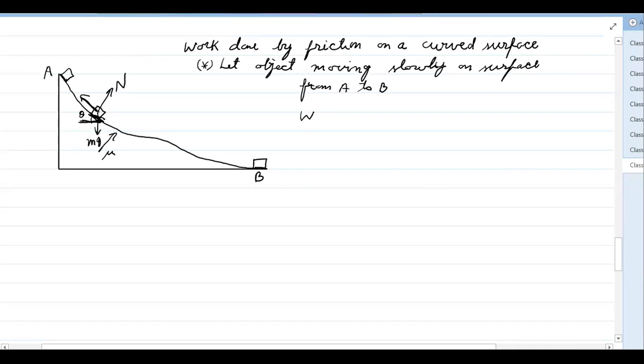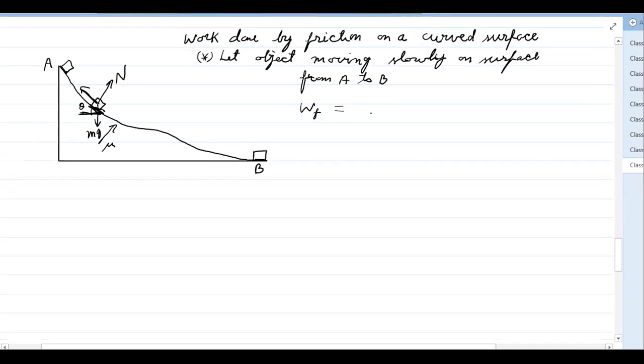So the work done by friction, how much can we write? Will it be equal to friction F into ds? I am writing dWf because friction is changing. The direction of friction is changing because the surface is not straight, it is curved. In this case, we can say the friction and displacement are always opposite, so we can always write F ds.